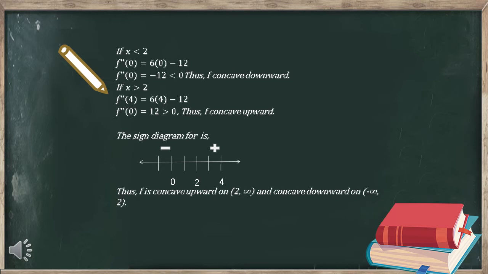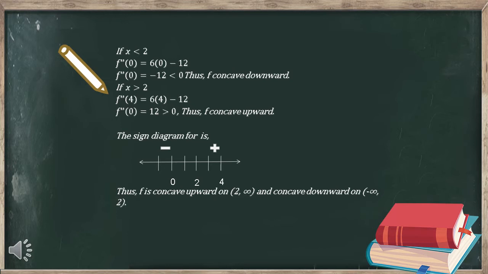And then if x is larger than 2, let's say I choose 4, we place 4 into x, we get 6 times 4 minus 12, and then we get the answer 12. Because 12 is larger than 0, thus the function is concave upward.